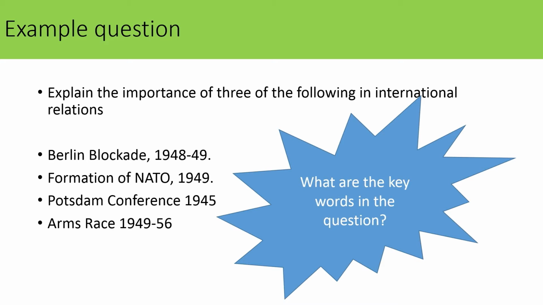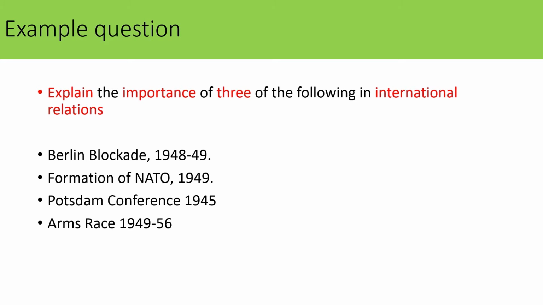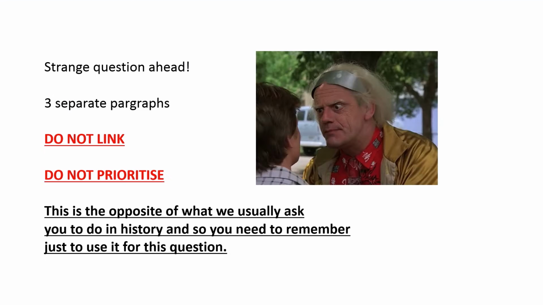So first of all, what are the key questions, key words? You've got these, right? So explain. As soon as you see explain, you know it's a PEE paragraph question. Importance. So, why are these events important? We'll come back to that in a minute. 3 of them, just so that none of you write 4. You don't have to use all the bullet points. International relations is so that you're showing how that event affects the world, not just that one country.